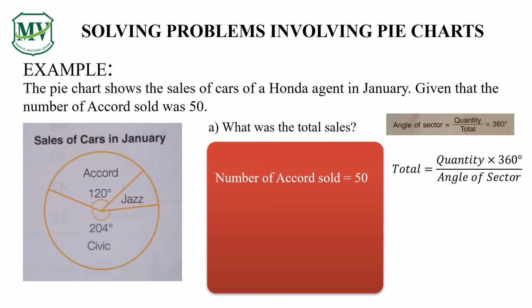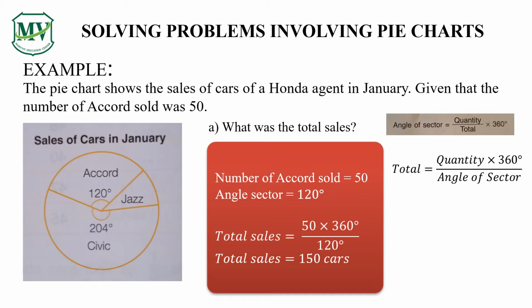Given that the number of Accords sold was 50 and the angle of sector of Accord is 120 degrees. So using our formula, we will have total sales is equal to 50 times 360 degrees divided by 120 degrees. So 50 times 360 degrees divided by 120 degrees is equal to 150. So that means the total sales is 150 cars.